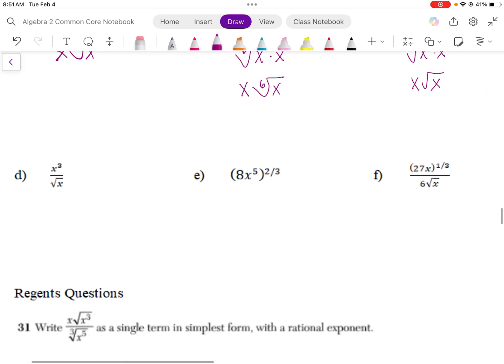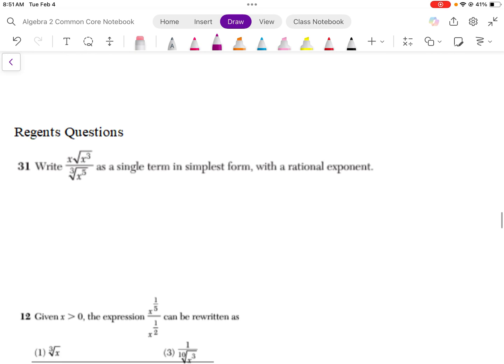Okay, I'm going to jump down here to the Regents question. All right, I'm going to stop actually.